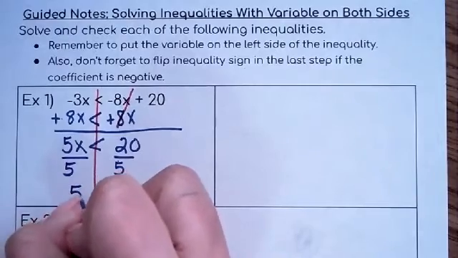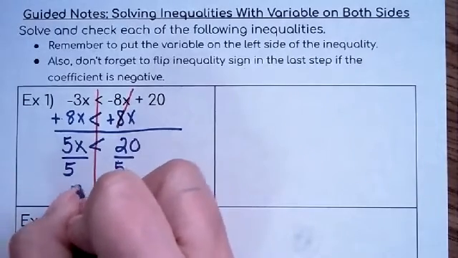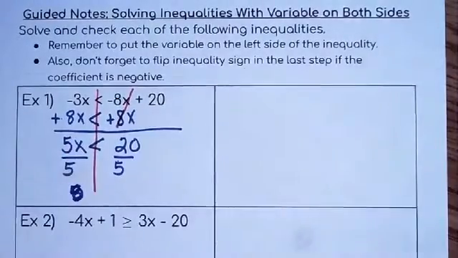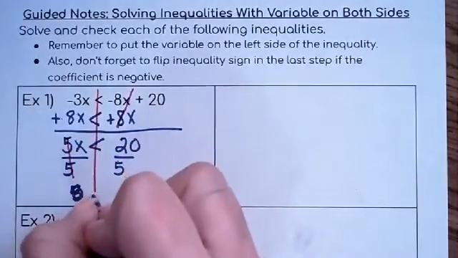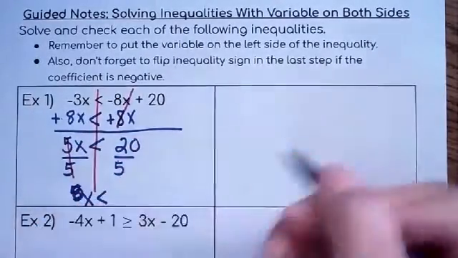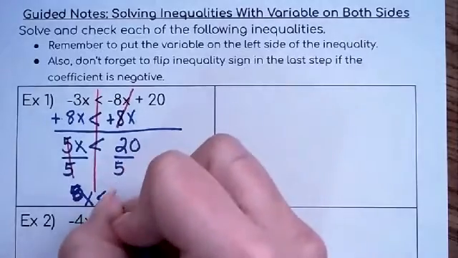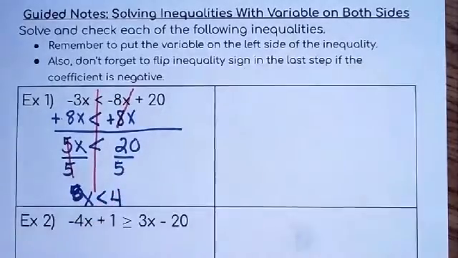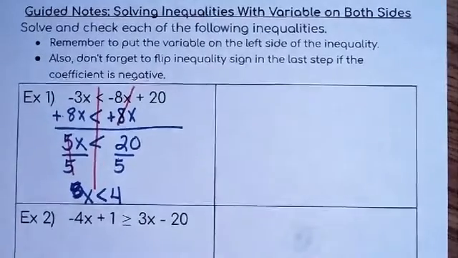The 5s are going to cancel out. And I'm going to have x less than 20 divided by 5, which is 4. Now, I've got x is less than 4 as my answer.